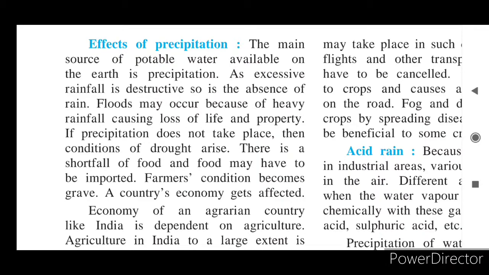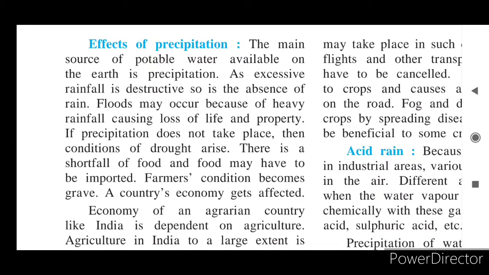Flood may occur because of heavy rainfall, causing loss of life and property. Now we are seeing in Telangana, Andhra Pradesh, Hyderabad, there is a flood situation because of heavy rainfall, and there is a loss of life and property. Many people died because of that heavy rainfall. If precipitation does not take place, then a condition of drought arises, and if there is no rainfall, no snowfall, meaning precipitation is not there, then also there is loss of life and property.